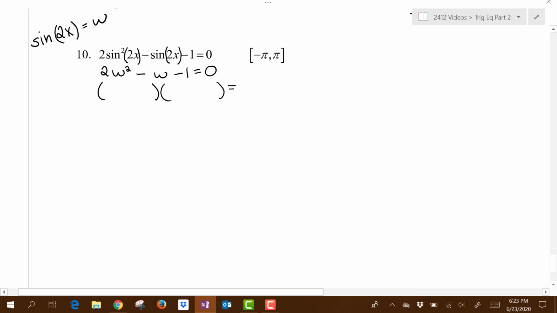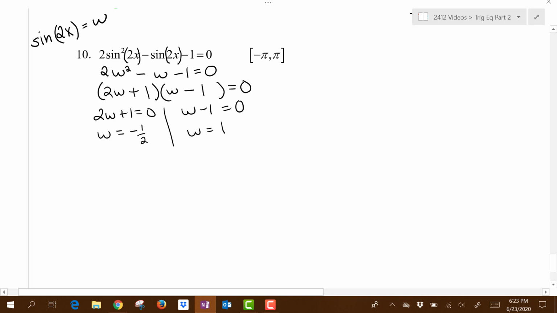I'm going to set up 2 parentheses. 2w times w will give me 2w squared. I need opposite signs, so let's do plus and minus. And the only thing that can multiply together, last times the last, to give me a -1 would be a +1 and a -1. You can check that and make sure that that is the correct factorization. And I'm going to set each one of those factors equal to 0. Solve for w. I get w is equal to -1/2 and w is equal to +1.